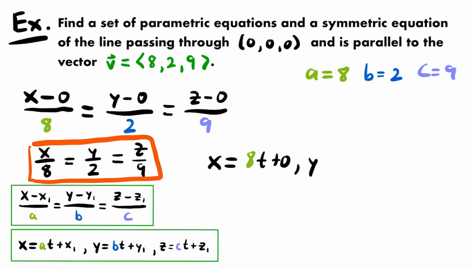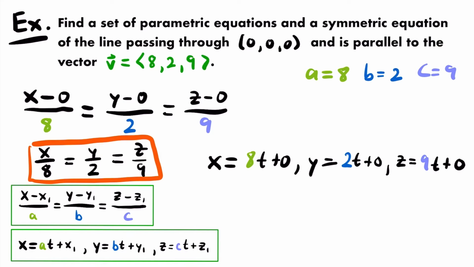Then for y, that will be equal to b times t plus y1. b is equal to 2, y1 is 0. So we'll have 2 times t plus 0. And then for z, that will be equal to c times t plus z1. Now c is equal to 9, and z1 is 0, so we will have 9 times t plus 0.